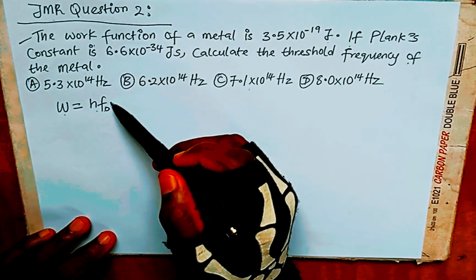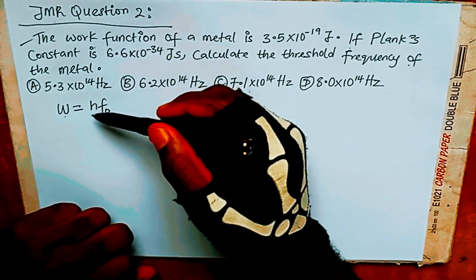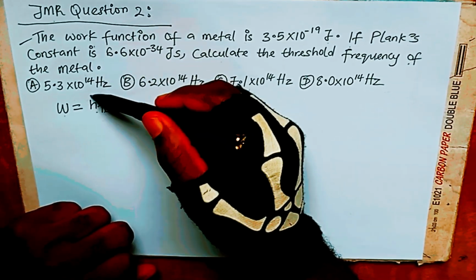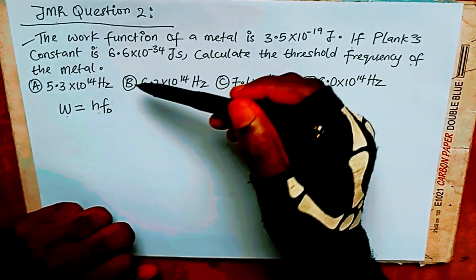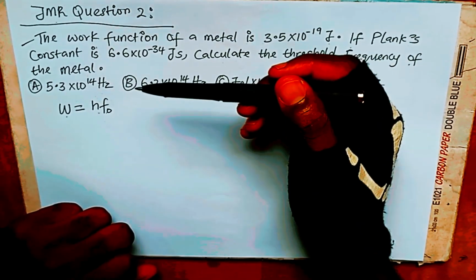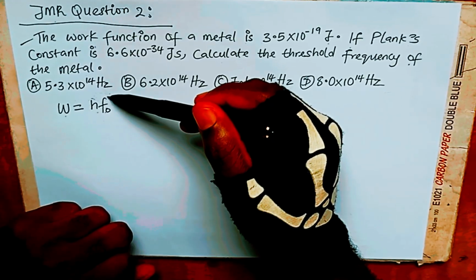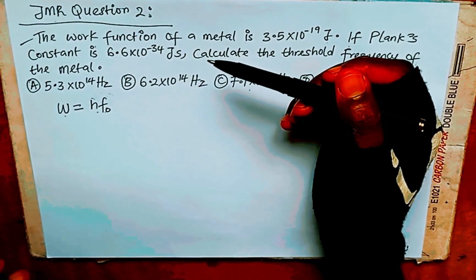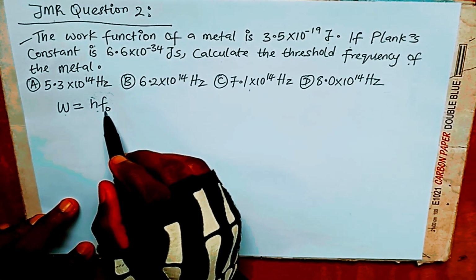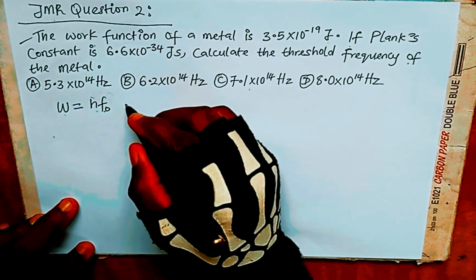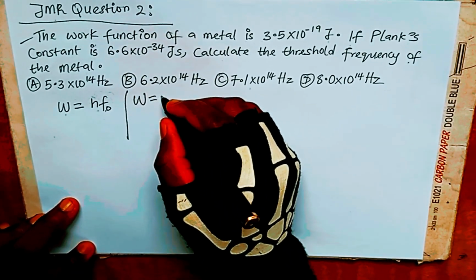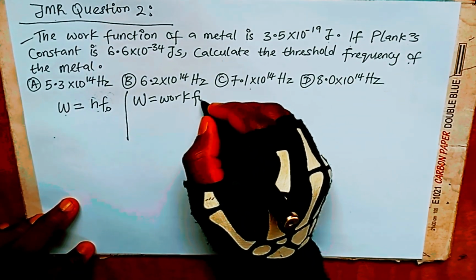What do H and F stand for? HF is a combination of two parameters. One is Planck constant and the other is frequency. Only this H here stands for Planck constant. This other F we have here is the threshold frequency. Since we are looking for this threshold frequency, we have to rewrite. But first of all, let me just write it out for you. W is equal to work function.